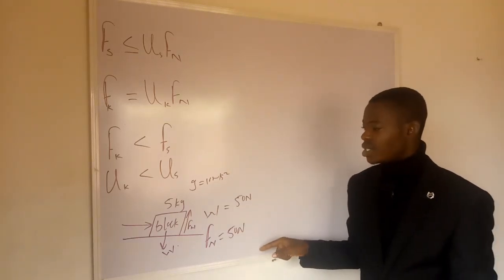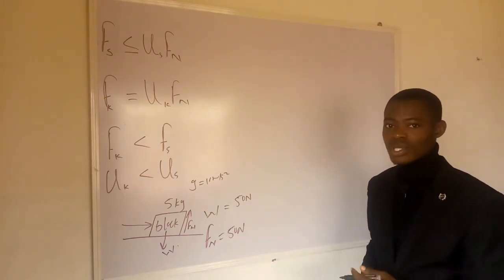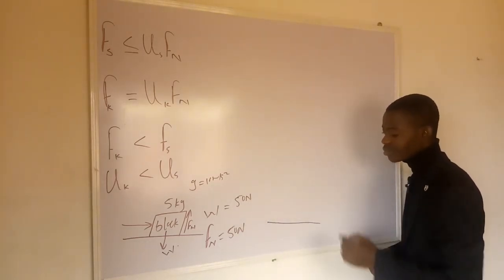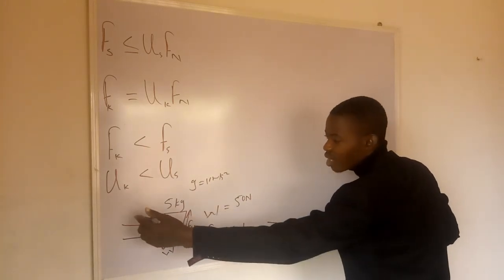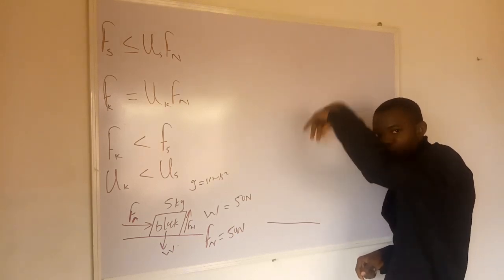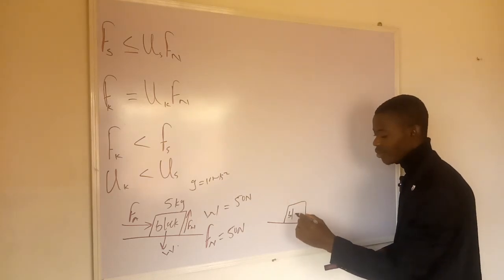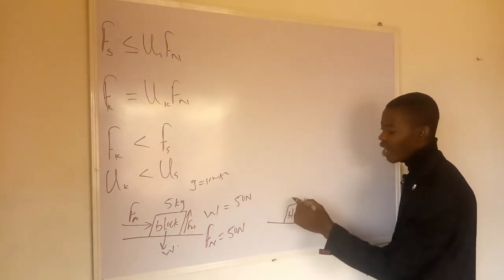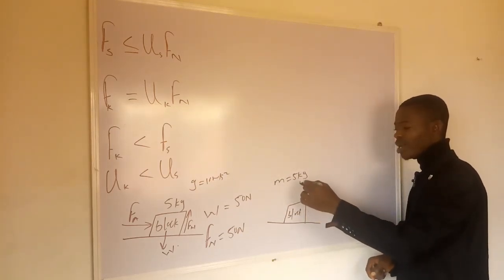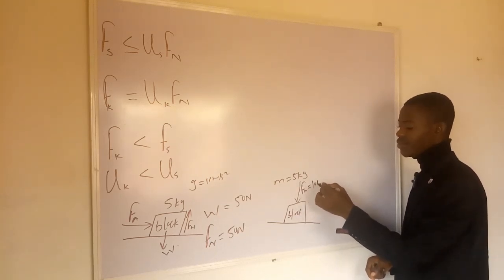Now the second case is when there's another force that presses down on the object, on the surface. Consider this situation: instead of the applied force being towards the left, it's applied on the object. Let's say this is the block, and the mass is still 5 kilogram. Now there's the applied force, let's say the 10 Newton force, F sub A equals 10 Newton.